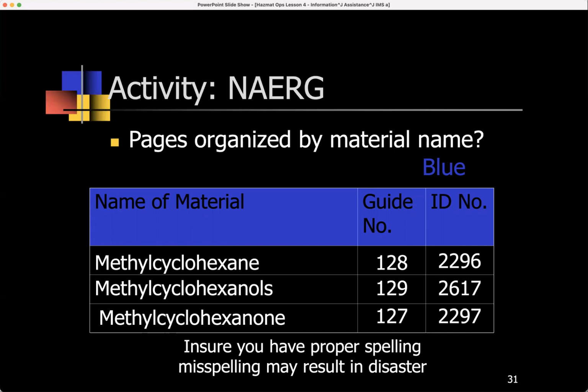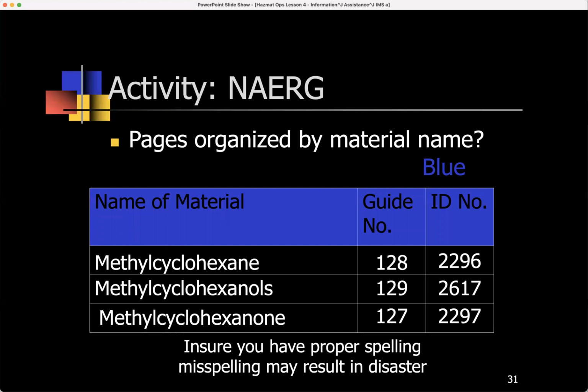Consider this list of chemicals here. Methyl cyclohexane, methyl cyclohexanol, methyl cyclohexanone. All three of them sound very similar. But look at the guide numbers. You have 128, 129, and 127. Remember, the guides are based on chemical families. There's different actions to take, different precautions to take for each one. Each one of those chemicals listed there has a different guide number. That means they will be treated differently.